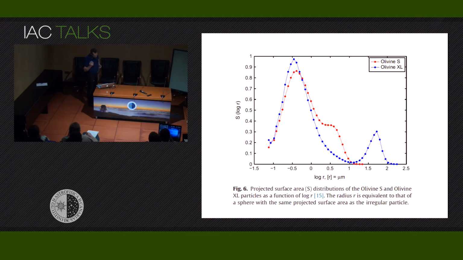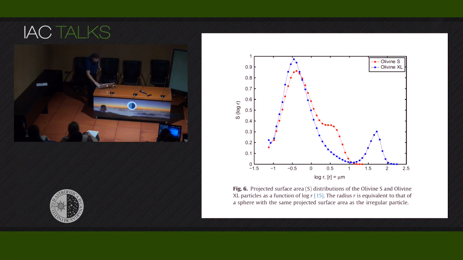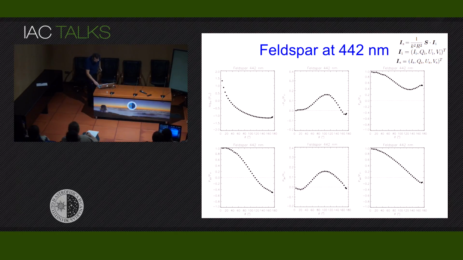This is a bit confusing because I did not have time to replace some of my figures. So I step from feldspar to olivine, and then to show example measurements in the Granada laboratory, I go back to feldspar to show the typical scattering matrix measurements that they do. And don't worry, they look rather similar for the olivine particles.